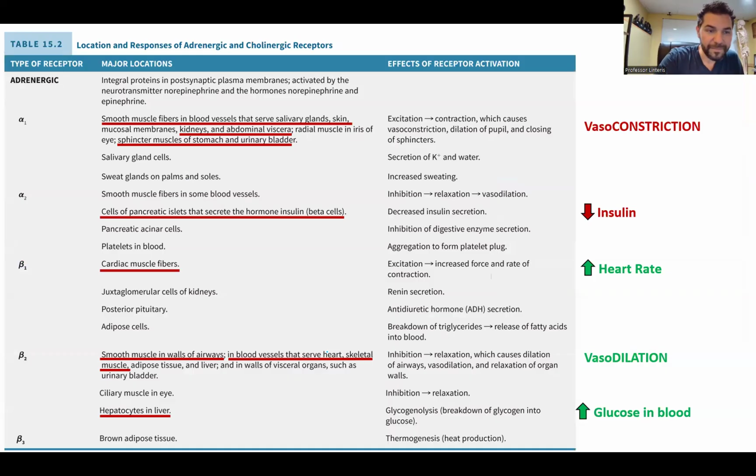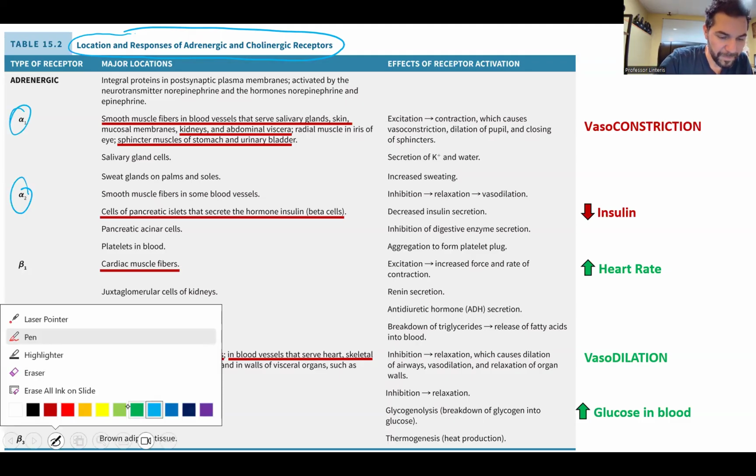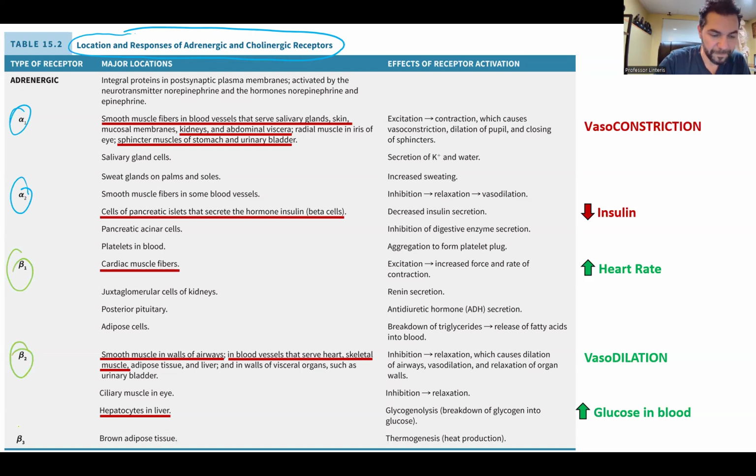So here, this talks about locations of adrenergic, aka adrenaline-based, or cholinergic receptors, right? These are highlighting the adrenaline or norepinephrine-based receptors, right? We have alpha and we have beta receptors. The main thing I want you to focus on is what they cause. I should probably color code that for you.